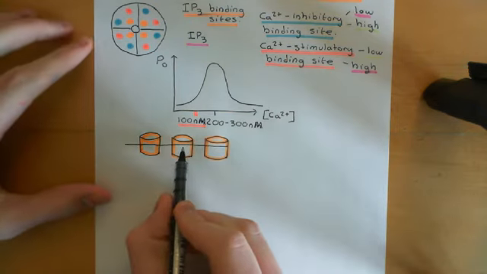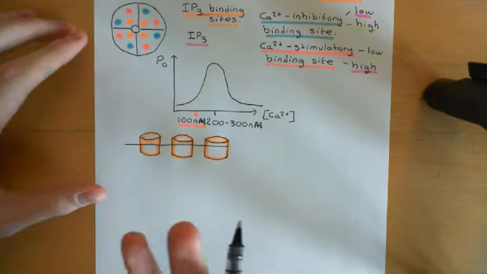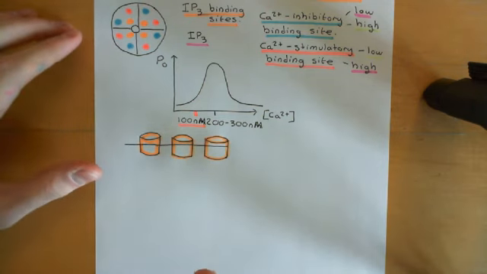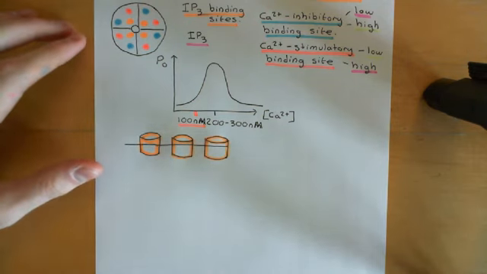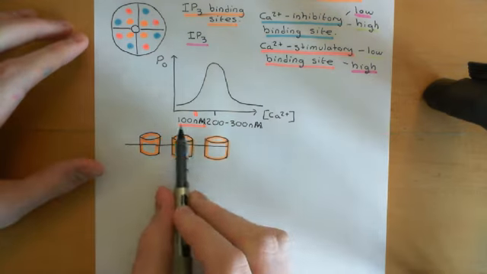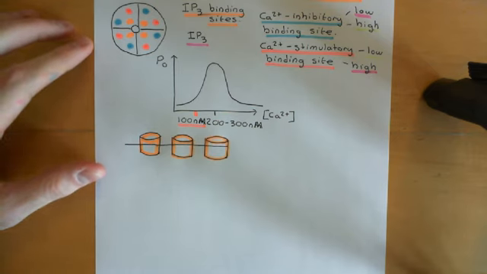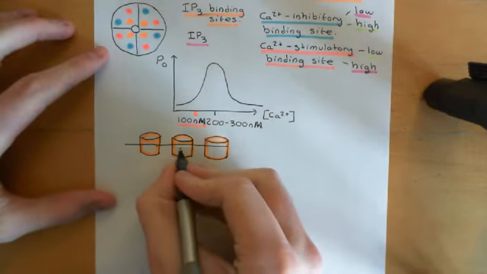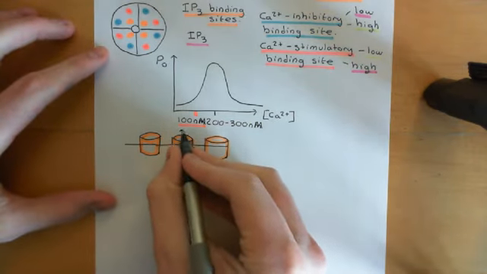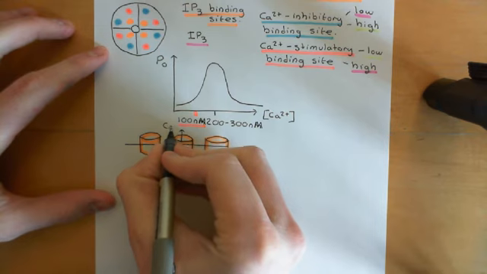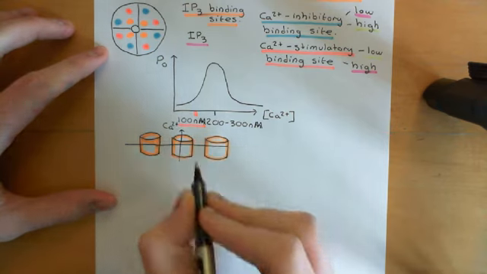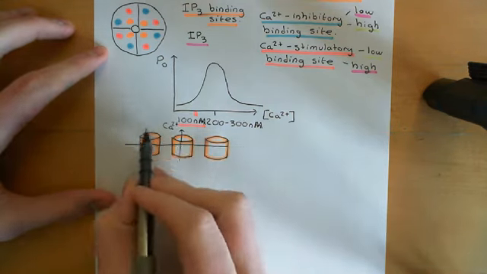Let's say this one in the middle happens to just manage to get 4 calciums binding to its 4 calcium stimulatory binding sites at the normal resting calcium concentration of 100 nanomolar. It's then going to open, and what does it then do? It opens and allows calcium to leave from the endoplasmic reticulum lumen into the cytoplasm, and this results in calcium going up here.